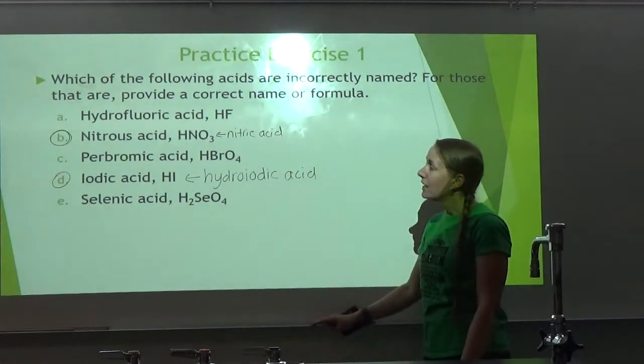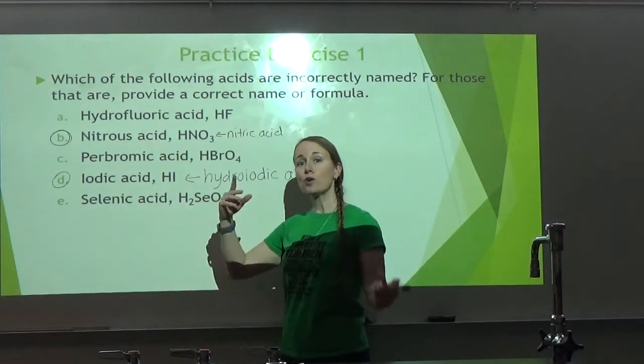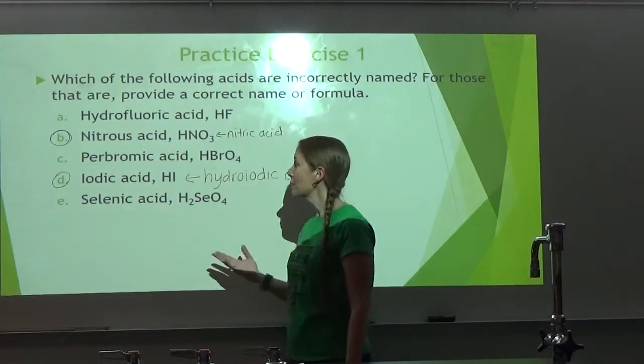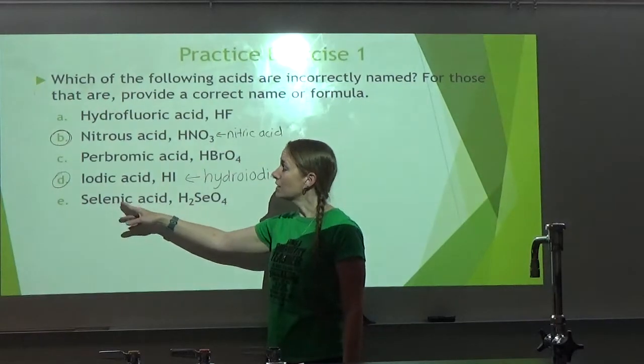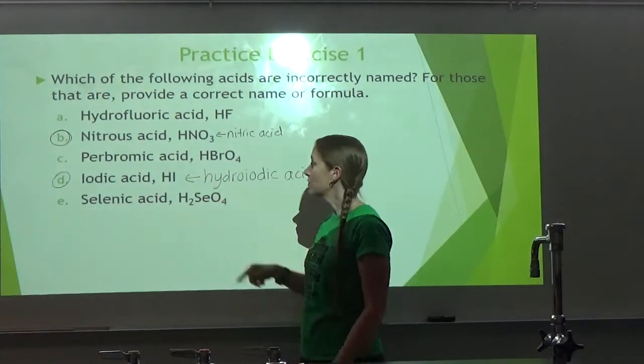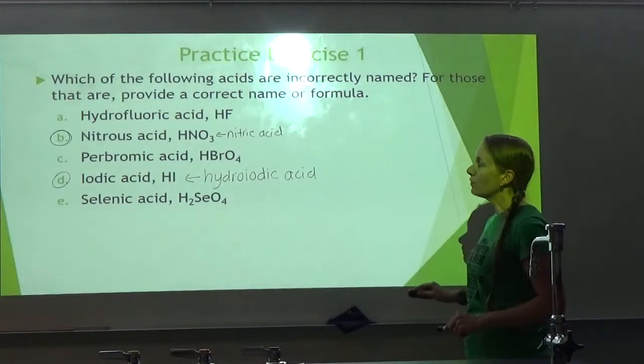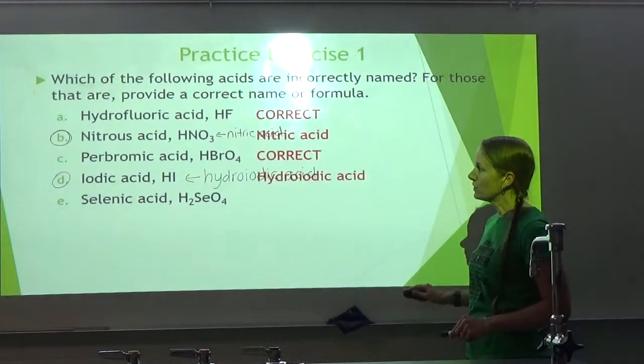Hydroiodic acid. And then selenic acid. So remember, we said selenium and sulfate form analogous polyatomic ions. So sulfuric would come from SO4. So selenic comes from SeO4. So that one's perfect.